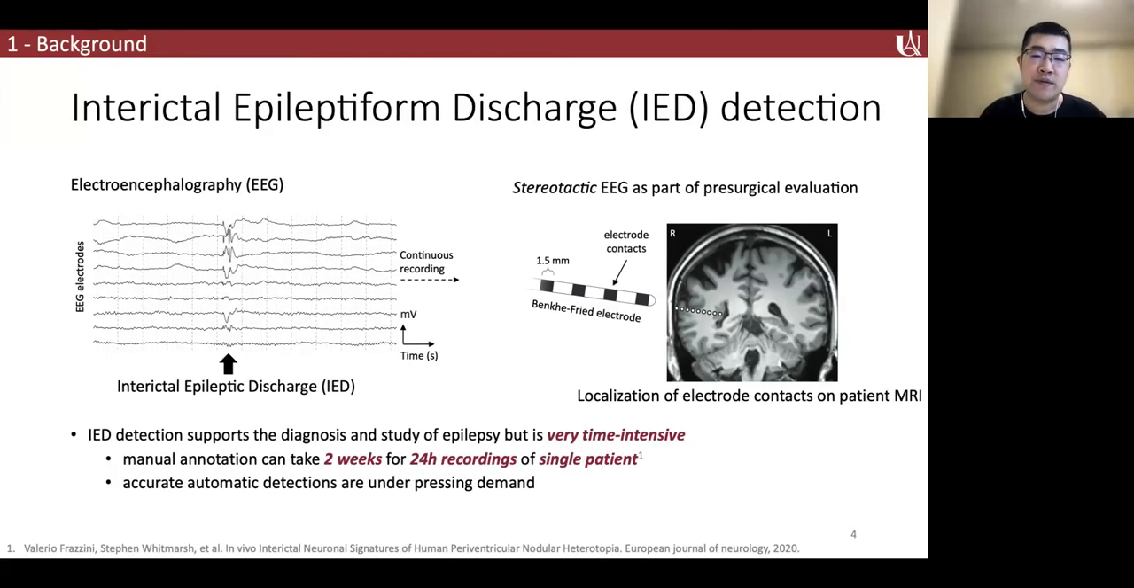However, although it is very useful, it is very time consuming. Manually annotating the EEG patterns, even for a single patient and a single day of recording, can take one neuroscientist up to 2 weeks. This motivates us to develop an accurate and automatic detection method for the IED patterns.